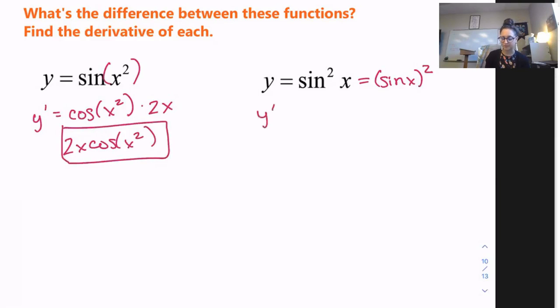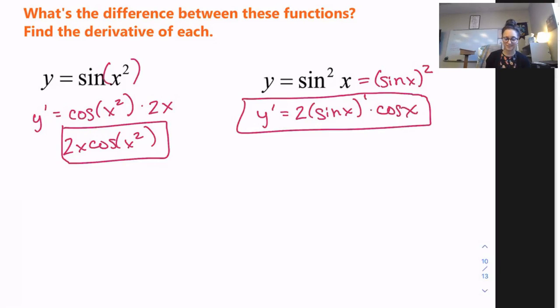Now for the other one, we need to take care of the outer first, so fly the 2, hold the inside, you can drop your power, then times the derivative of sine of x, which is cosine of x. So that's my final answer there.